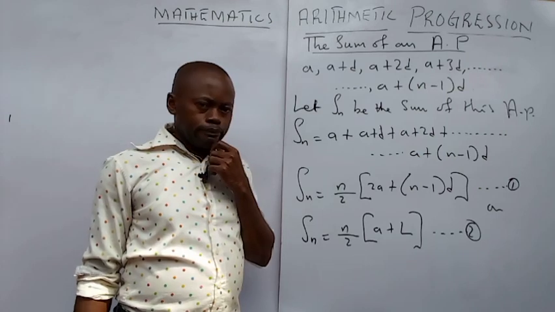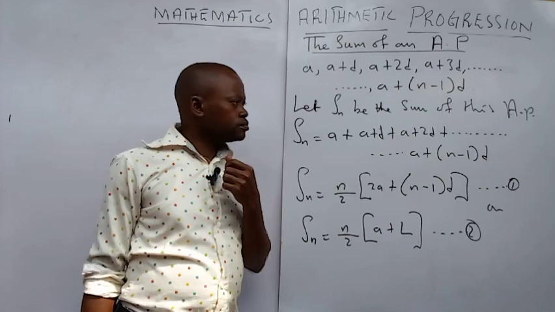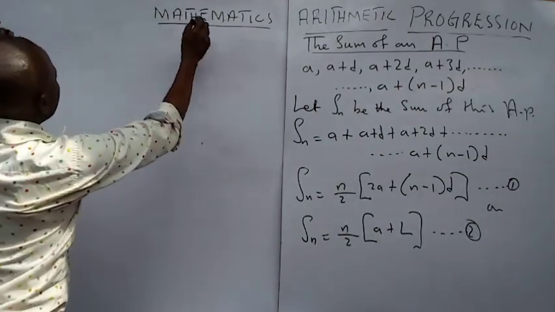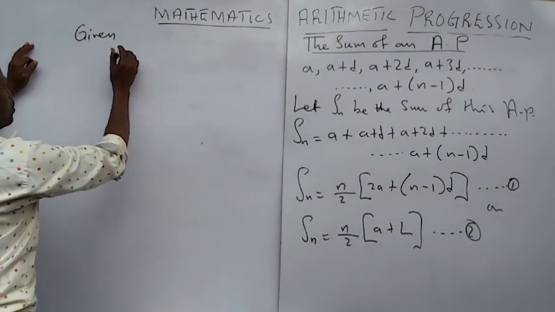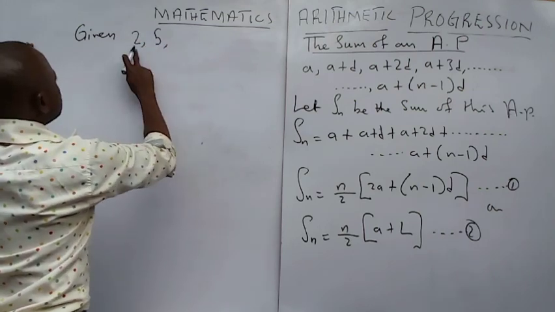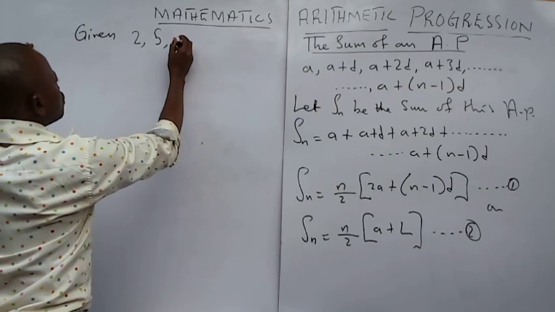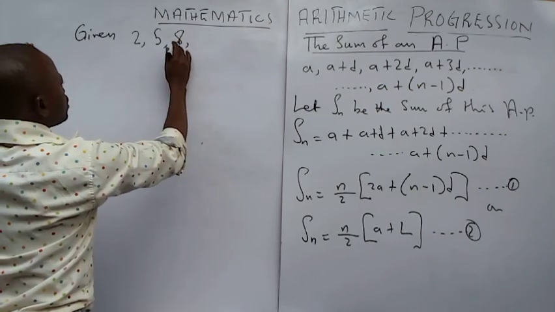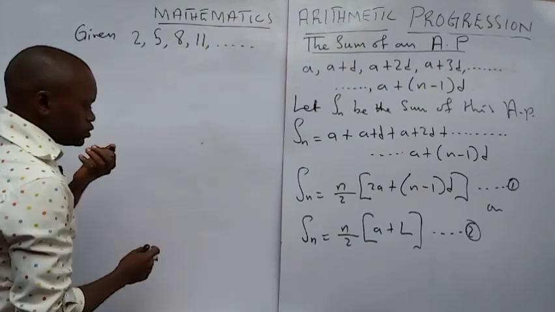Let me take you through an illustration, an example of what I'm talking about here. Let's say given 2, 5, the gap here is 3. If I add 3 again, it gives me 8. Let me just add another 3 here to give me 11. And this thing continues. This is an arithmetic progression.